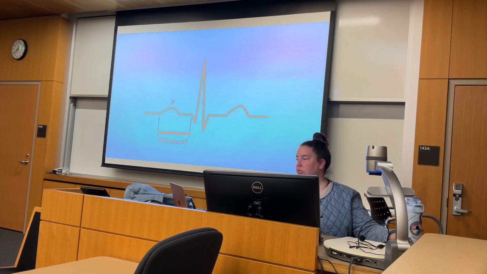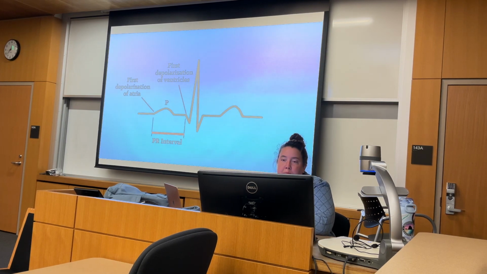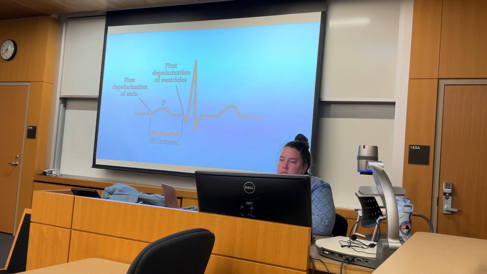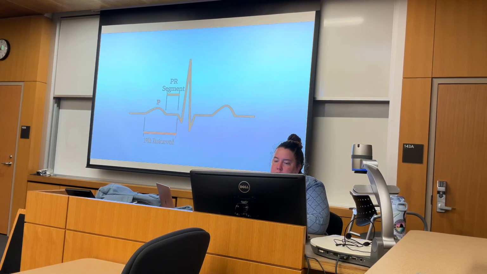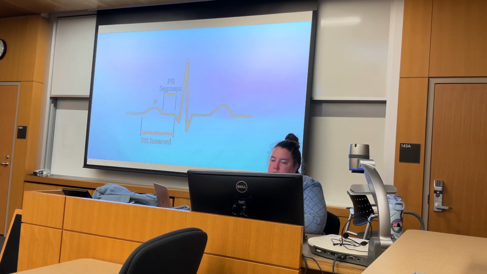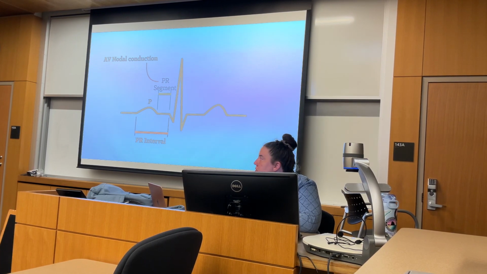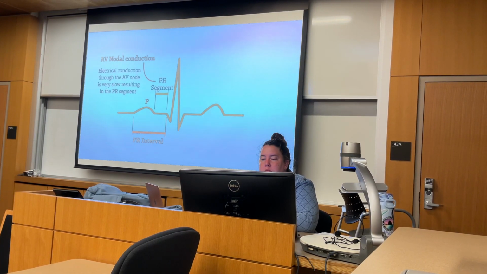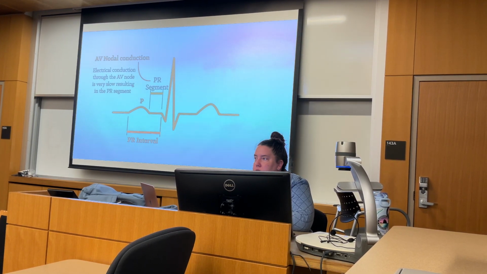The PR interval is the time from initial depolarization of the atria to initial depolarization of the ventricles. And so the PR interval includes the P wave and the PR segment, which is this isoelectric flat portion of the ECG which corresponds to AV nodal conduction. Because the PR interval includes the PR segment, it also correlates with electrical conduction time through the AV node.